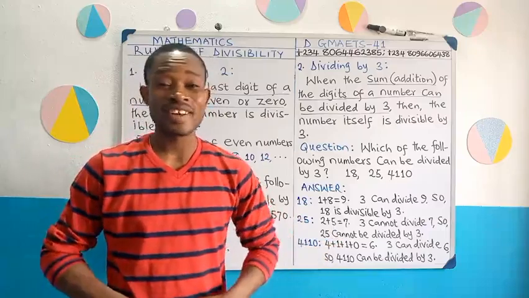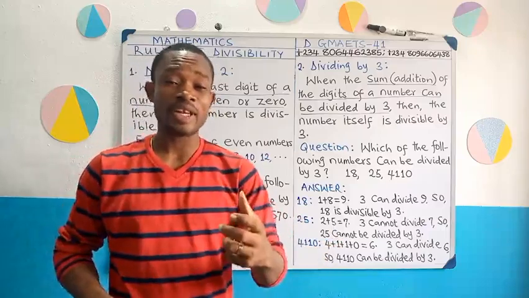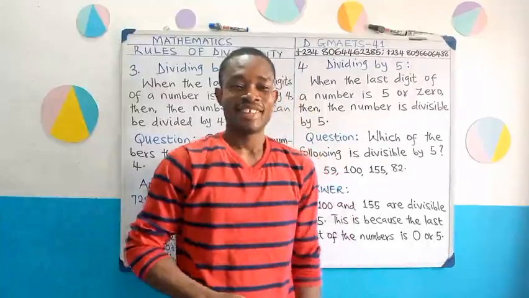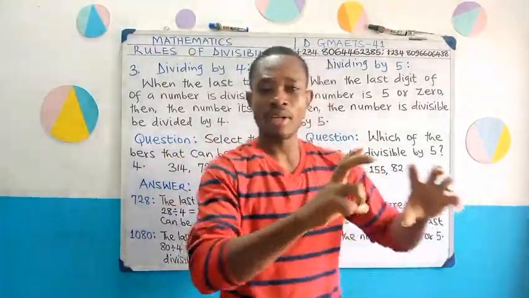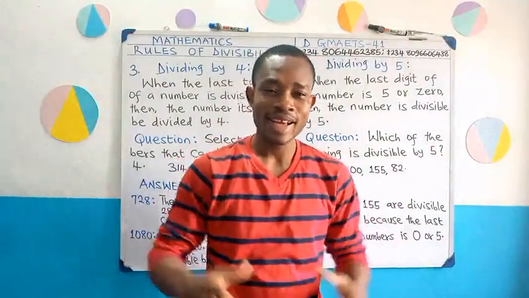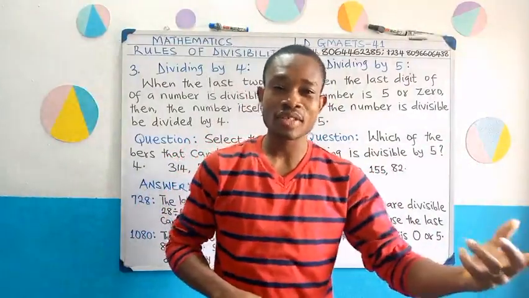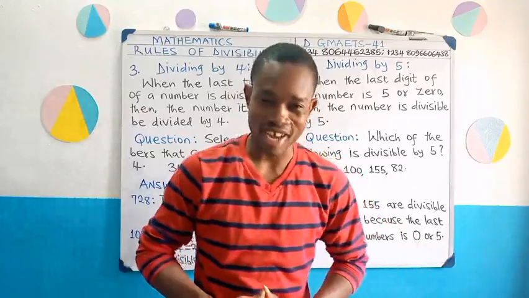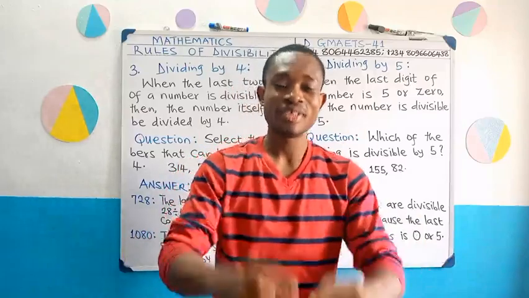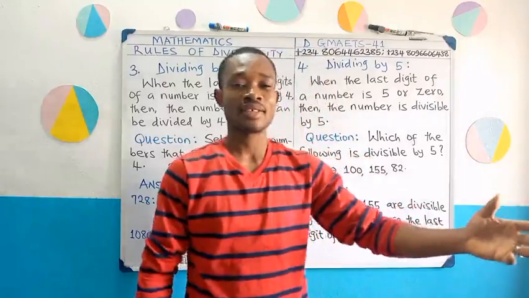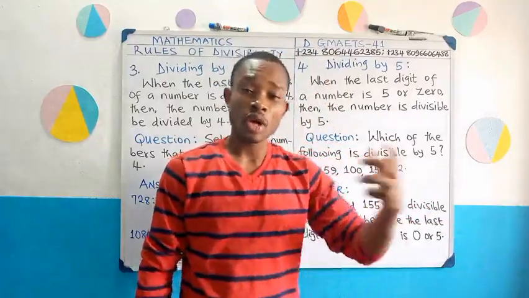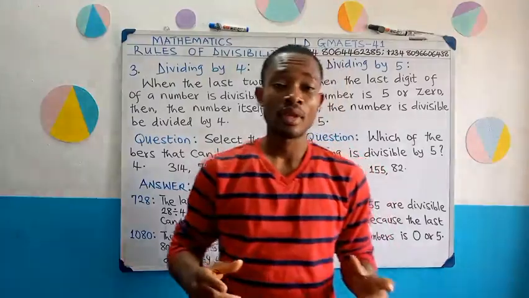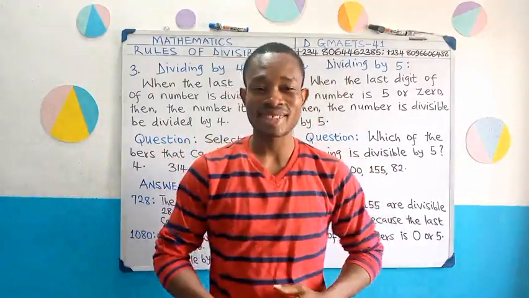Now let us prepare for the next rule. Divisibility by 4 and by 5. I gave you some list of numbers, and then I want you to select the ones that 4 can divide and the ones that 5 can divide. How would you know the ones to select that they are divisible by 4 and the ones to select that they are divisible by 5? In this video, I'll be talking about this.